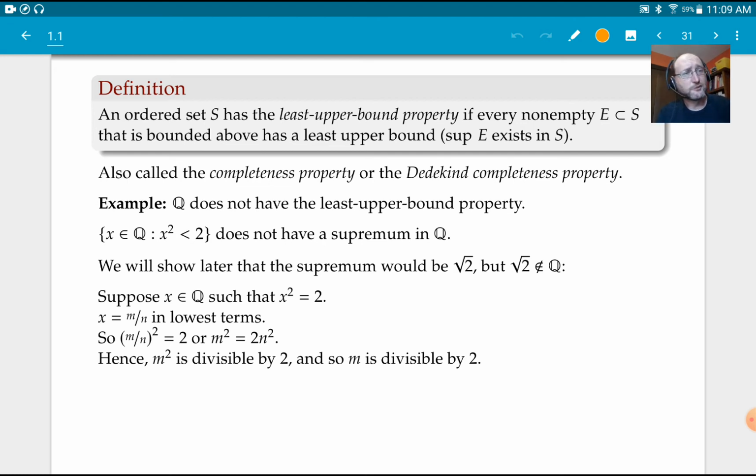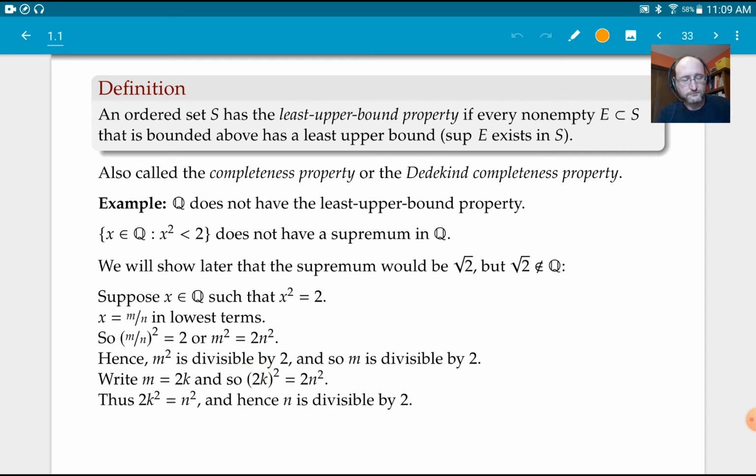So m is divisible by 2, meaning you can write it as 2 times some k. And so you can write 2k, in parentheses, squared is equal to 2 times n squared, right? Or if I divide by the 2, I get 2k squared is n squared. So n is divisible by 2. So I have m is divisible by 2, and n is divisible by 2.